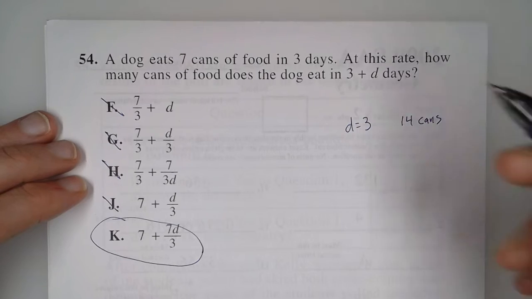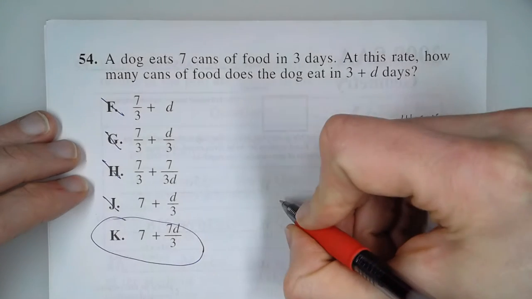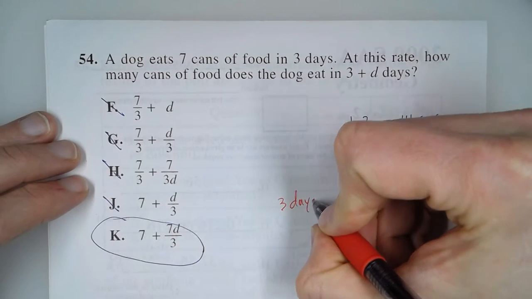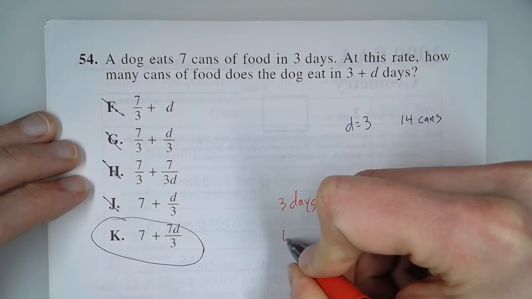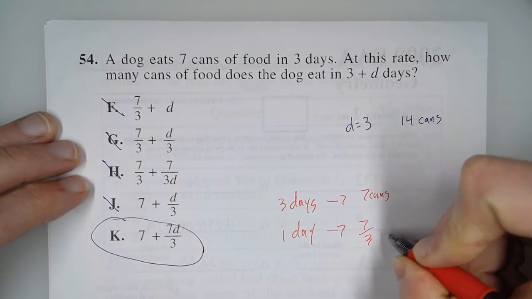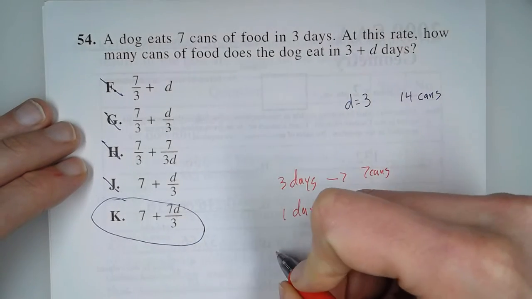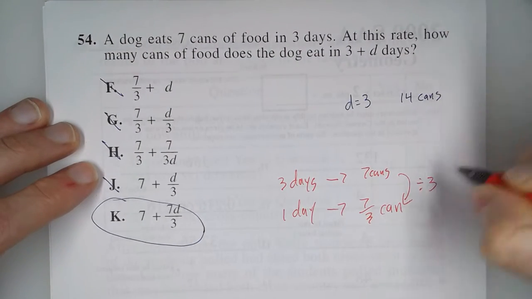Now, another way to think about this, if you don't like thinking about it that way, is to say 3 days, and the dog eats 7 cans. So in 1 day, that means the dog is going to eat 7/3 of a can. And so what happened? Well, from here to here, we just divided by 3.